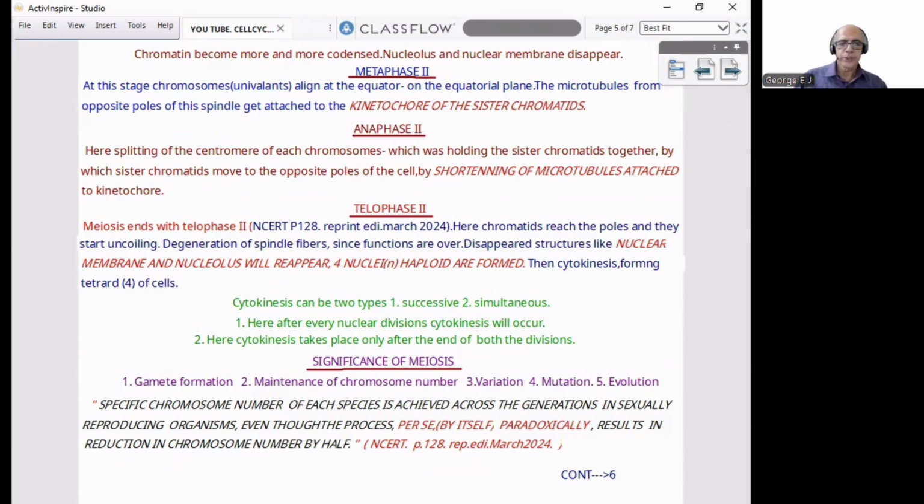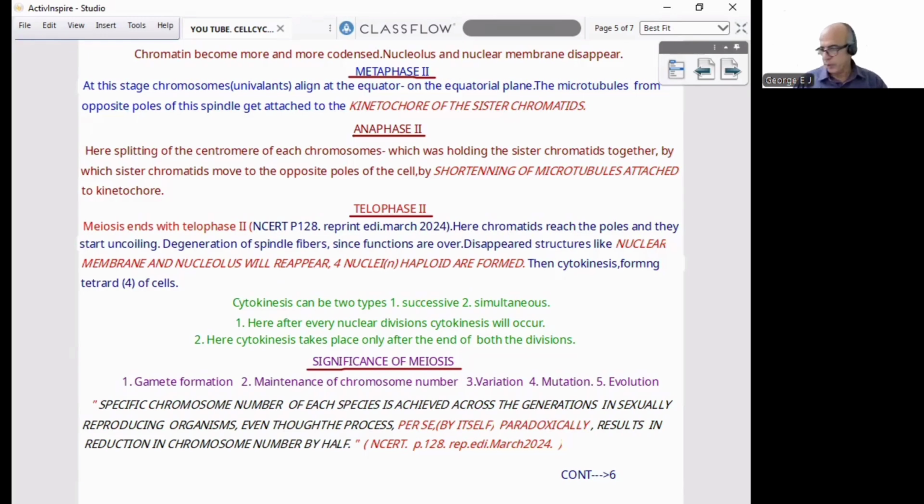Now next is metaphase 2. At this stage, the chromosomes are univalent, previously bivalent. They align at the equator, on the equatorial plane, and the microtubules from opposite poles of the spindle get attached to the kinetochore of the sister chromatids. Now sister chromatid, previously chromosome. Next comes anaphase 2. Here there is splitting of the centromere of each chromosome, which was holding the sister chromatids together, by which the sister chromatids move to the opposite poles of the cell. That looks like mitosis. How? By shortening of the microtubules attached to the kinetochore. So it will be shortened, so chromatids will be separated.